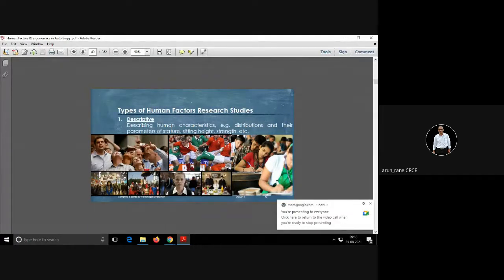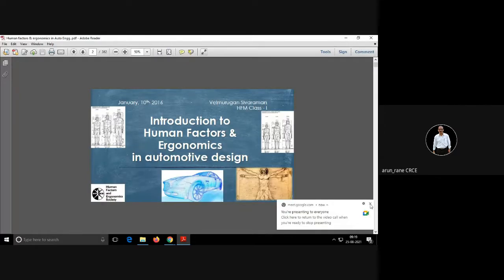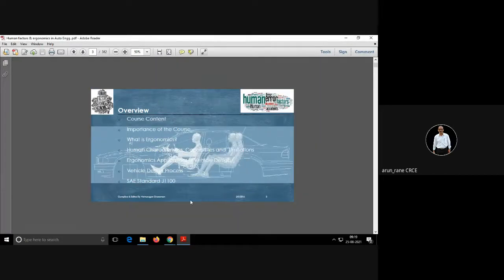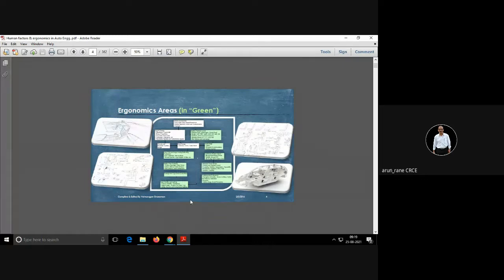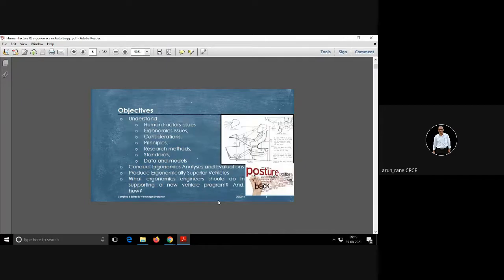So what are the types of human factors? Or if you want, I'll just flip through very fast, rapidly, because many students were not present. We were discussing human factors, what ergonomics is, and the areas where it can be applied, and its major applications are in automobiles, and that too in vehicle assembly.